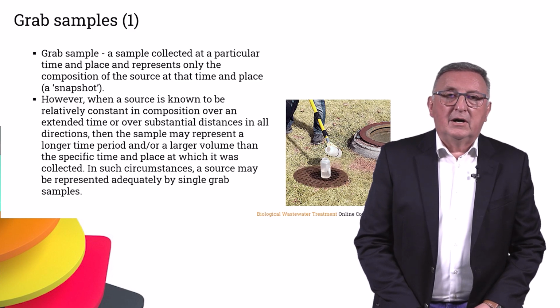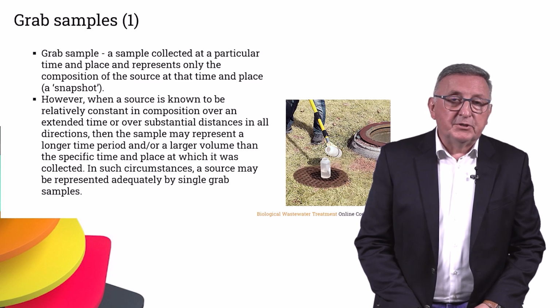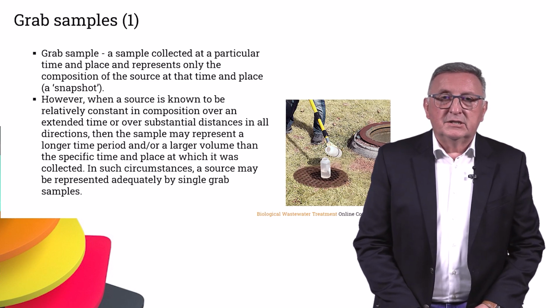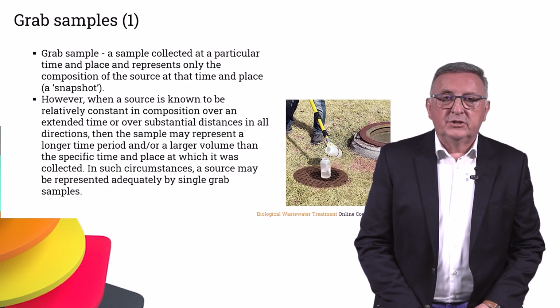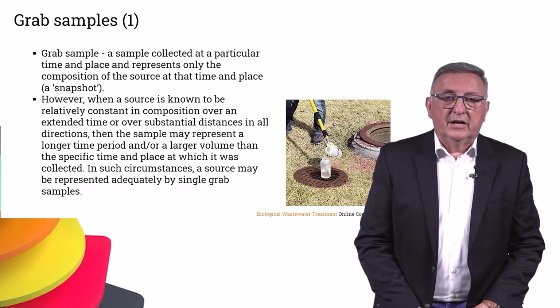Let's talk first more about grab samples. Grab sample is a sample collected at a particular time and place and represents only the composition of the source at the time and place. A snapshot. However, when a source is known to be relatively constant in composition over an extended time or over substantial distances in all directions, then the sample may represent a longer time period and or a larger volume than the specific time and place at which it was collected. In such circumstances, a source may be represented adequately by single grab samples.